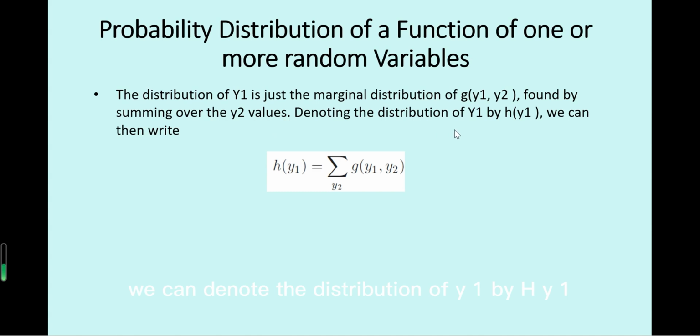We can denote the distribution of y1 by h(y1), which is the sum over all possible values of y2 of this function g(y1, y2). This is the joint probability distribution we have shown in the previous page. Then we sum over all the values of y2, and we get the probability distribution of y1. And similarly, you can get the probability distribution of y2 by summing over all values of y1 for this joint distribution g(y1, y2), right?